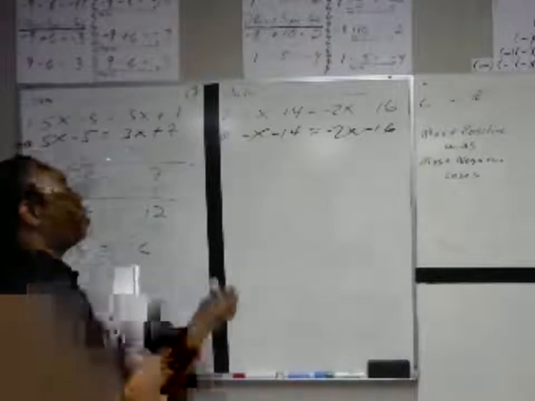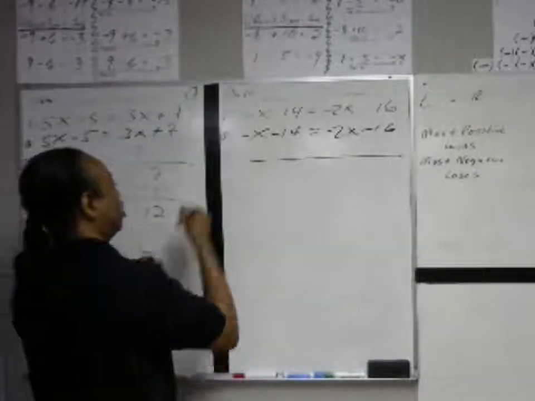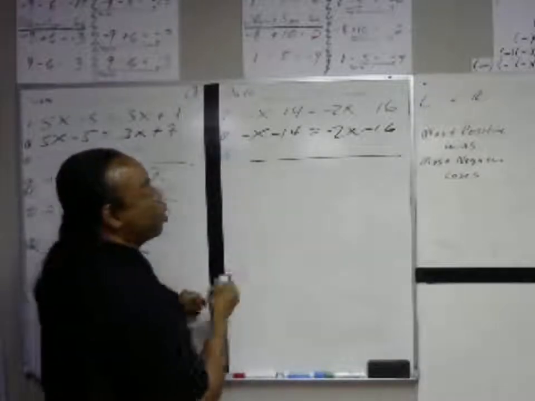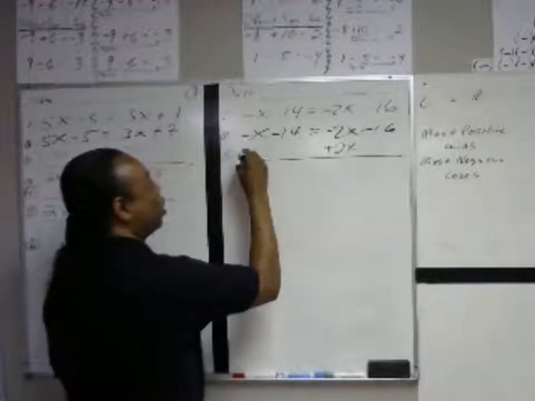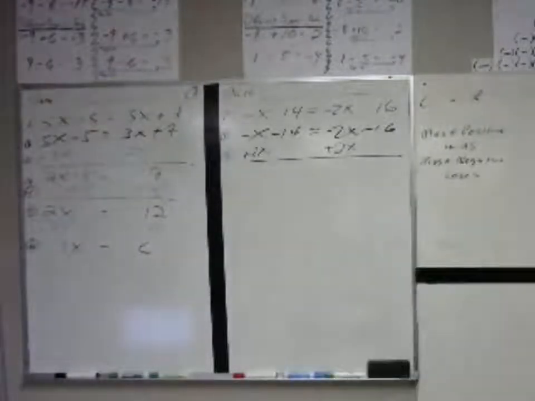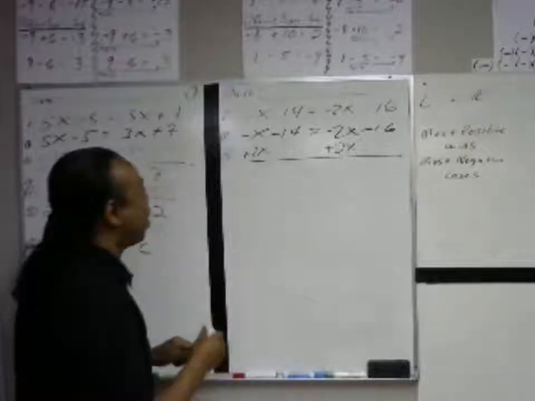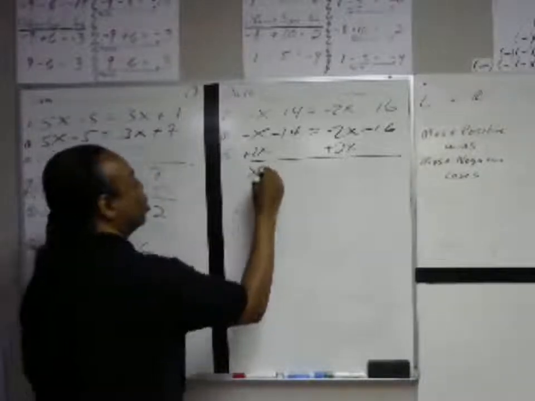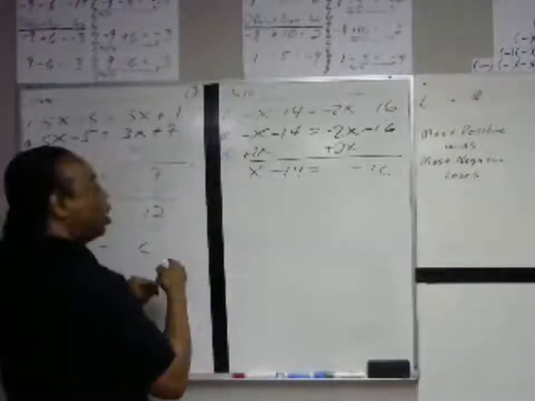Then from here, step 2, we're going to get rid of the loser side by saying plus 2x and then plus 2x on the other side. The loser side is the one that goes. Okay. As a result, you will get a positive 1x minus 14 equals negative 16 as your step 3.